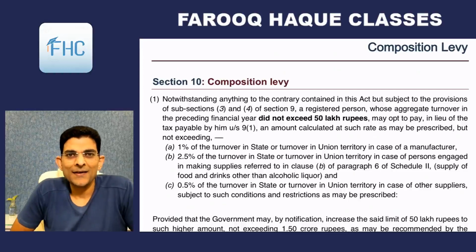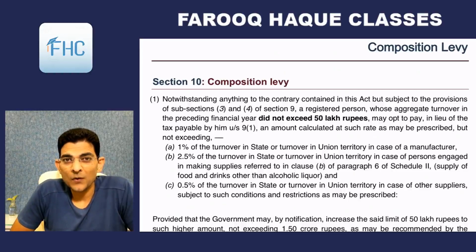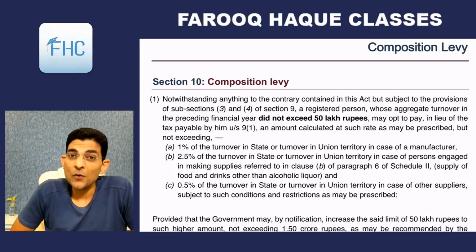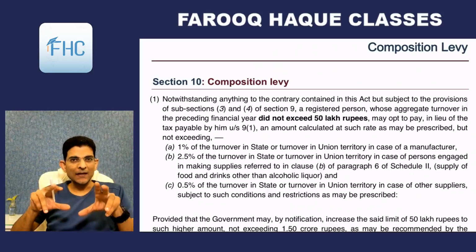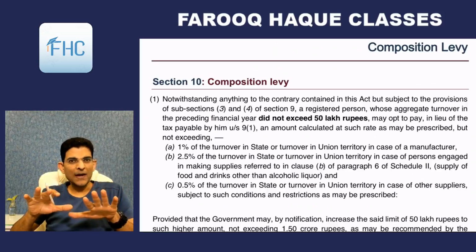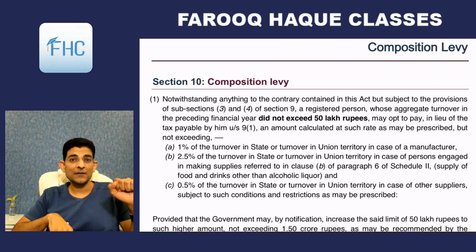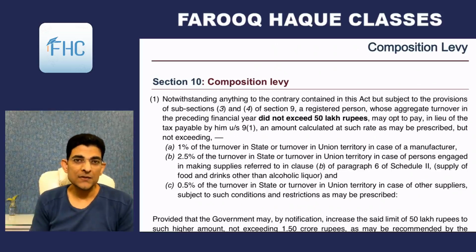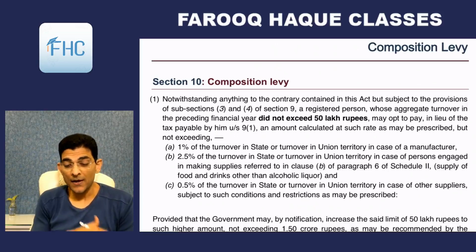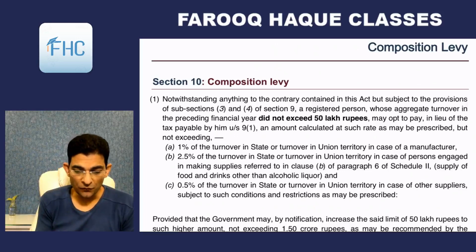Hello everyone. Now let's see composition levy. What happens in composition levy is that you don't pay tax as per the normal provisions of the act, but you pay tax under an alternative method. What is this alternative method? What is the logic behind it? Let me explain it to you first.